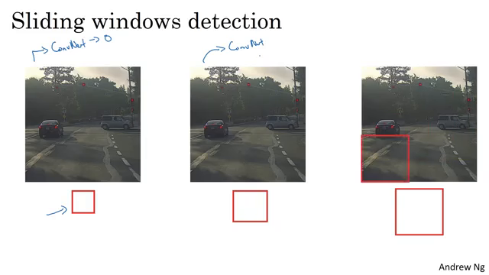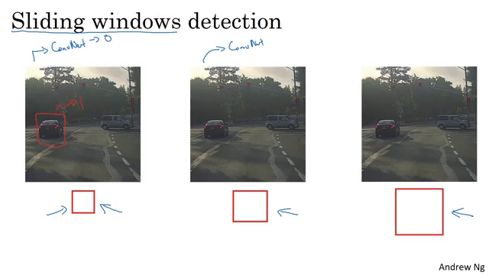And the hope is that if you do this, then so long as there's a car somewhere in the image, there will be a window where, for example, if you are passing in this window into the ConvNet, hopefully the ConvNet will output 1 for that input region, so then you detect that there is a car there. So this algorithm is called sliding windows detection because you take these windows, these square boxes, and slide them across the entire image and classify every square region with some stride as containing a car or not.